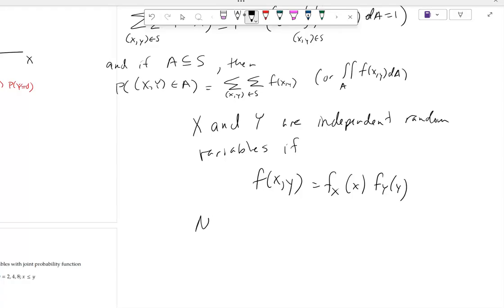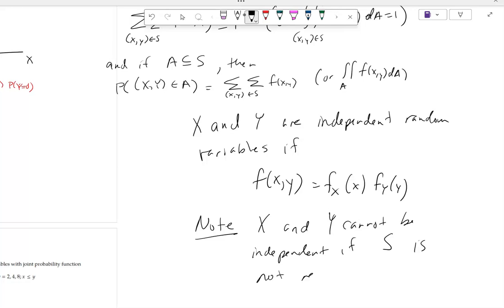And again, note X and Y cannot be independent if the sample space is not rectangular. If it's not a rectangular sample space, that's an easy way to say they're dependent. Now again, the converse is not necessarily true. Just because they're rectangular does not guarantee that it's independent.